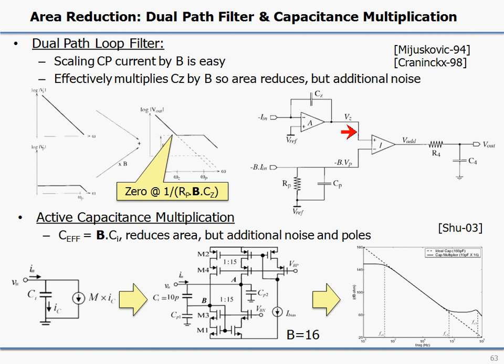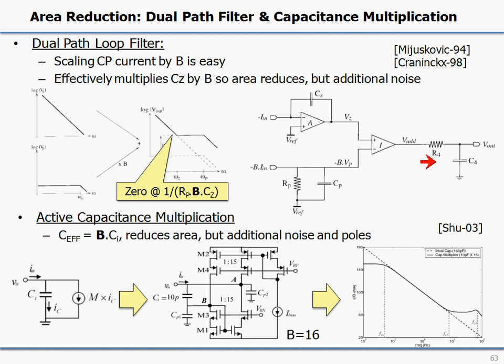If we then sum the two voltages here, we obtain the following characteristic. What is interesting to note is that the position of this zero can now be manipulated by changing the ratio between this charge pump current and this charge pump current. By putting in more charge pump current on this side, we can push the zero to lower frequencies, which effectively comes down to using a larger capacitor.